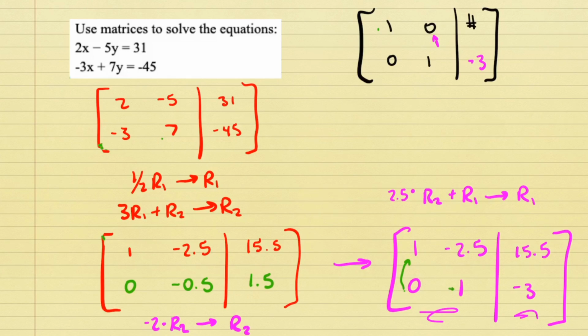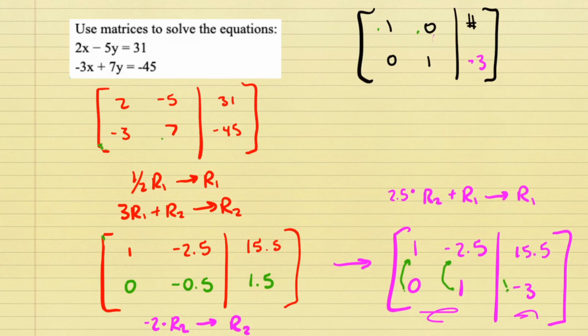2.5 times this 1, add it to the top row, I get 0. So boom, that's sitting right here. You can see it. Boom, it's 0. Because 2.5 times 1 is 2.5 added to the negative 2.5, you get 0. Perfect.